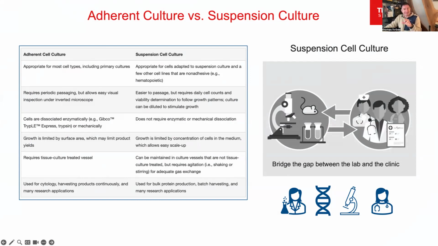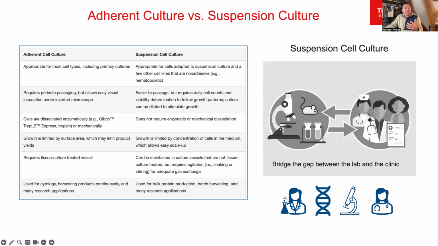But if you think about it, these cells and these systems are not necessarily representative of what occurs in the human body. They also, of course, require some form of tissue culture treated vessel, which allows things like cell adhesion and spreading to occur. Another important distinction is that growth in adherent cells is always limited by the surface area of the culture vessel that you're working with. What that means is it takes a lot more time and resources to generate a large number of cells, which unfortunately is what's needed nowadays for things like preclinical research, drug screens, and a lot of different models that for one reason or another require a lot of cells.